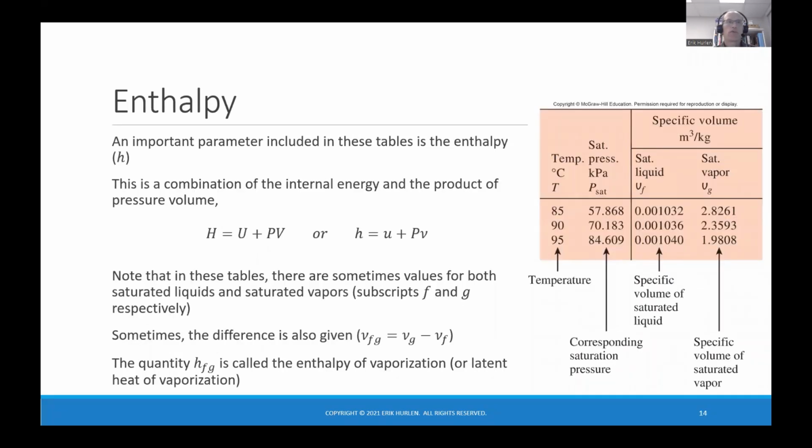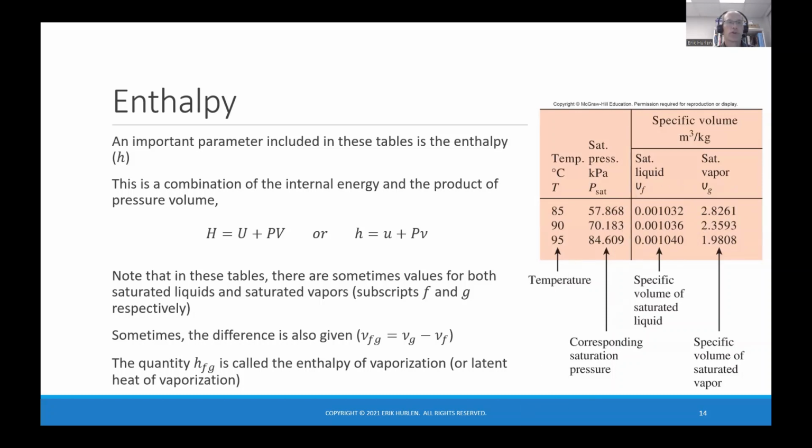One of those additional parameters I mentioned that is included in the tables is the enthalpy. This is defined as a combination of the internal energy and pressure times volume. So H equals U plus P times V, or in per unit mass form, little h equals little u plus P times nu. An example of the table, like A4 for a saturated substance, is shown over here. For a given temperature, we see the saturation pressure. This must be the pressure for the substance to be in the saturated state at the given temperature, along with values of specific volume.